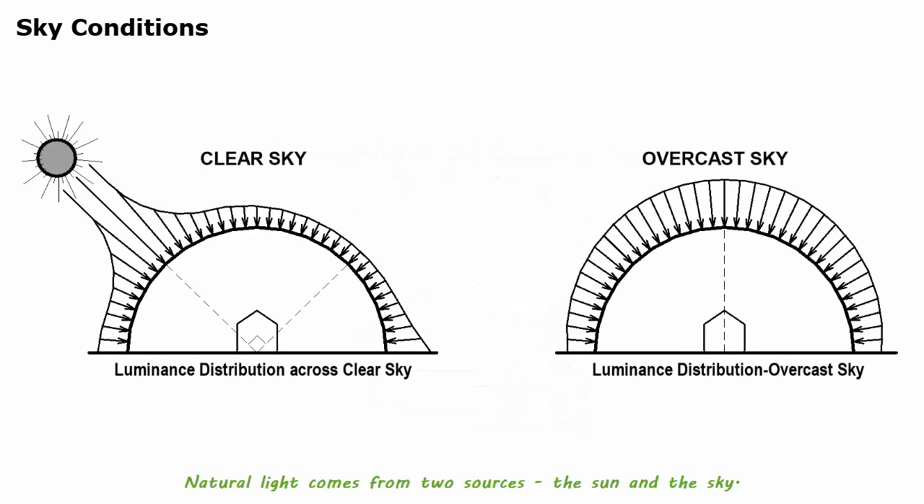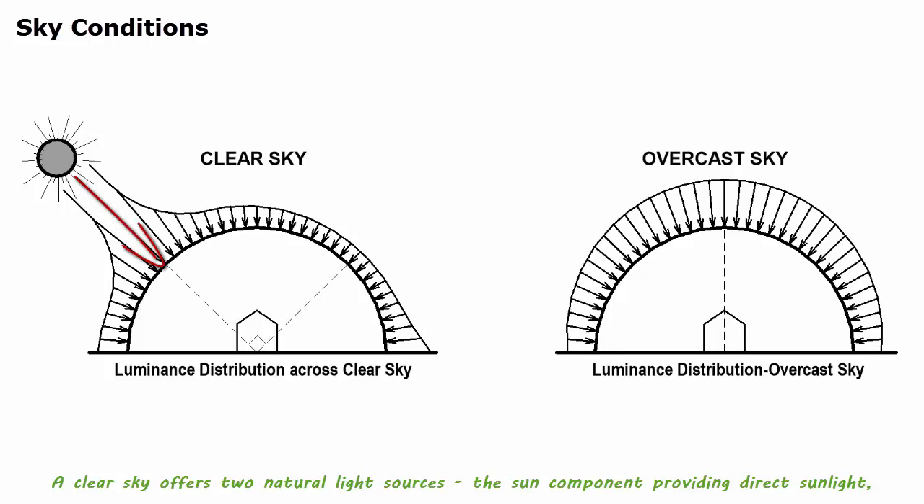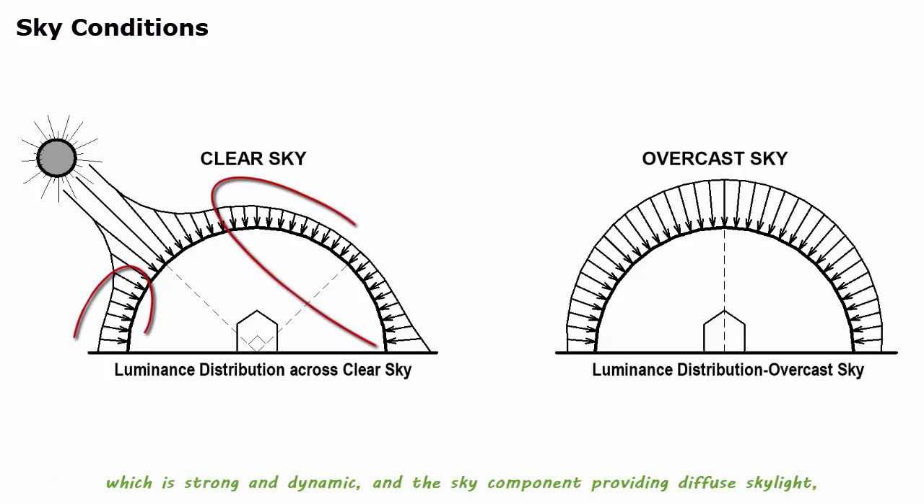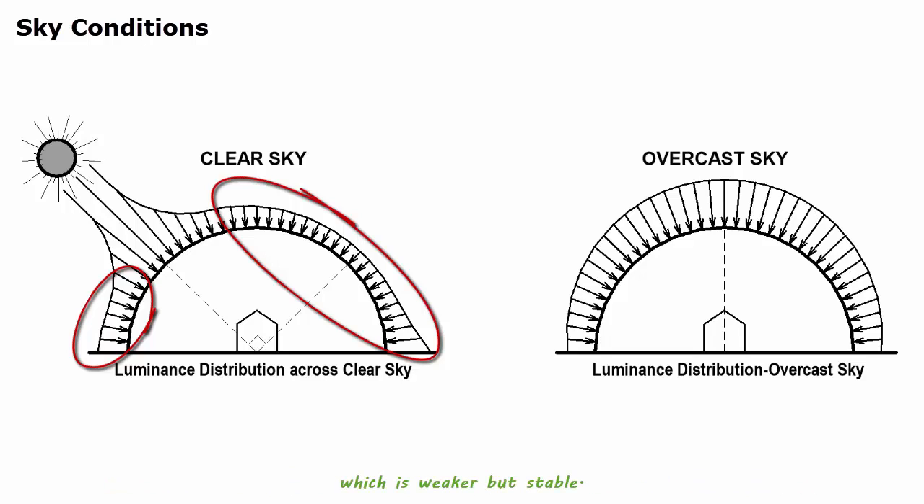Natural light comes from two sources, the sun and the sky. In these two diagrams, the length of the arrows represents the luminance distribution across the sky. A clear sky offers two natural light sources, the sun component providing direct sunlight, which is strong and dynamic, and the sky component providing diffuse skylight, which is weaker but stable.